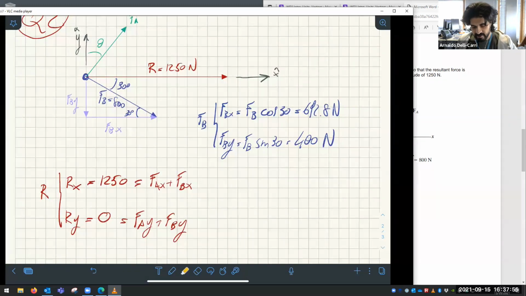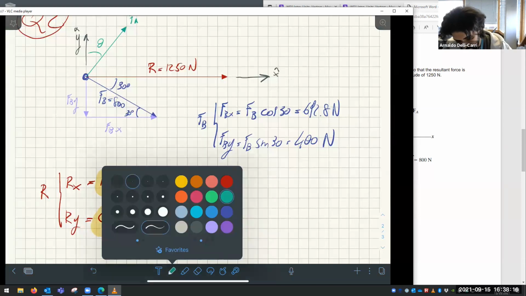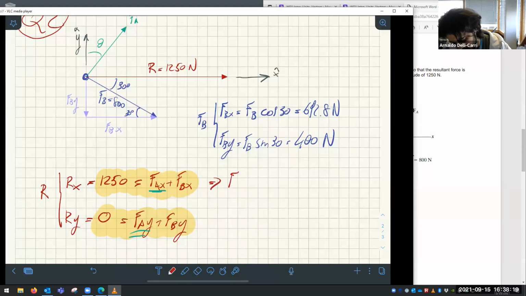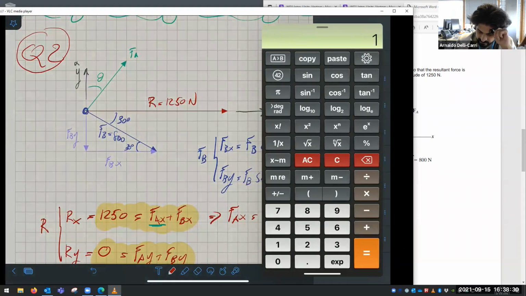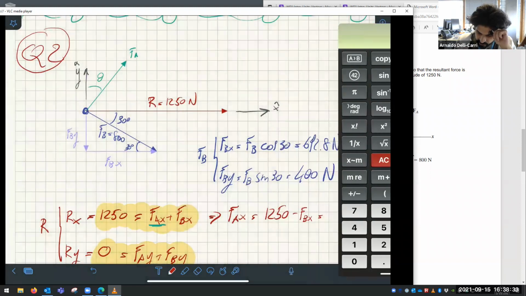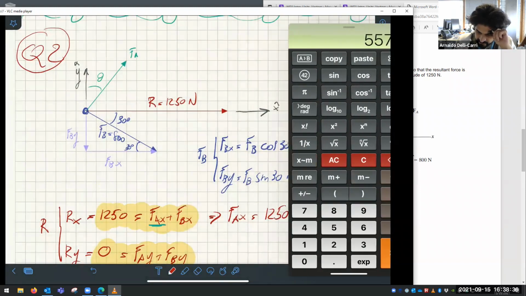See what I'm doing here? This is an equation. This is an equation. And we have one unknown and two unknowns. Because FBX is a number, FBY is a number. So we have two equations in two unknowns. So we can solve this. In fact, I can say that solving this, I get FAX equals 1250 minus FBX, which is equal to 1250 minus 692.8, 557.2.